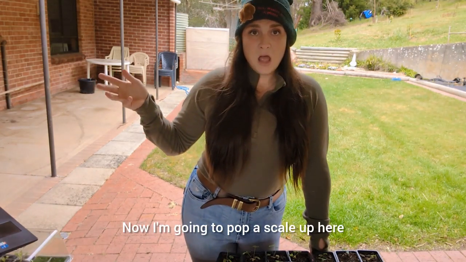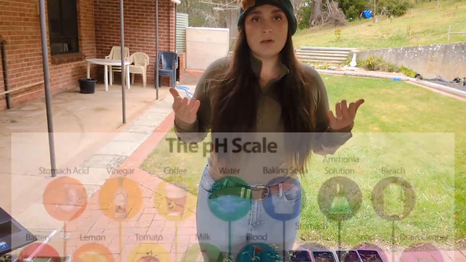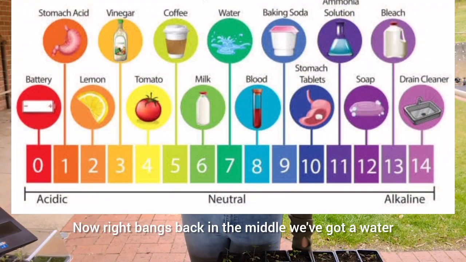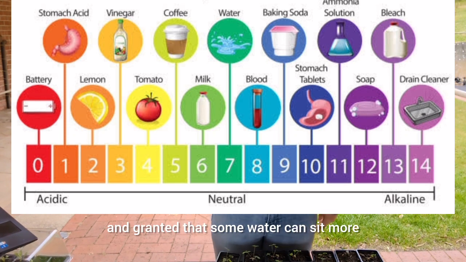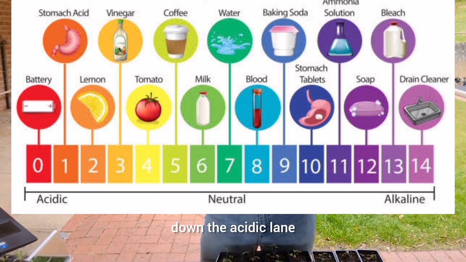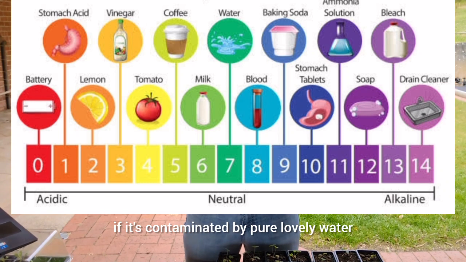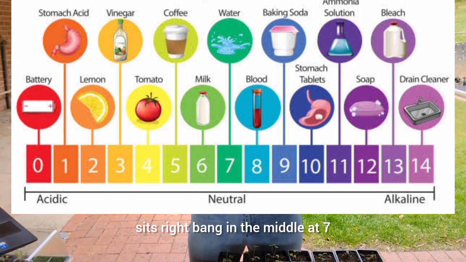Now I'm going to pop a scale up here. Right bang smack in the middle we've got water, which is neutral. Granted that some water can sit more down the acidic lane if it's contaminated, but pure lovely water sits right bang in the middle at 7.